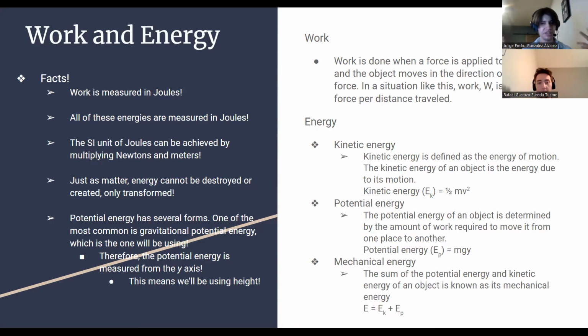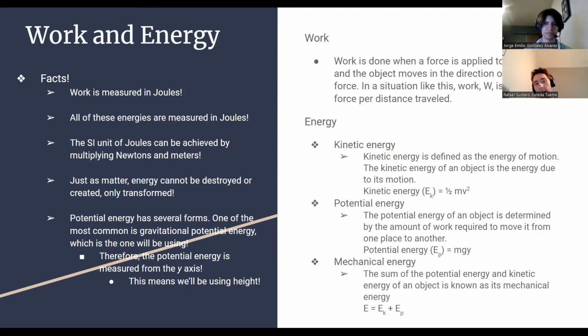Kinetic energy is defined as the energy of motion, and it is known with the formula kinetic energy equals one half of the mass times the velocity squared. The potential energy of an object is determined by the amount of work required to move it from one place to another. The formula is potential energy equals the mass times the gravity times the height. The mechanical energy is the sum of potential energy and the kinetic energy of an object, and the formula is mechanical energy equals kinetic energy plus potential energy.